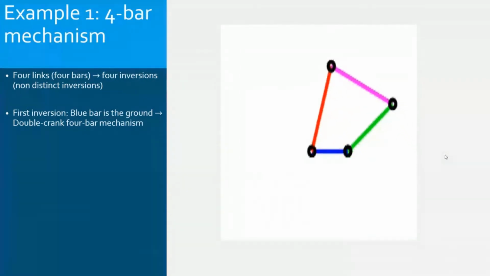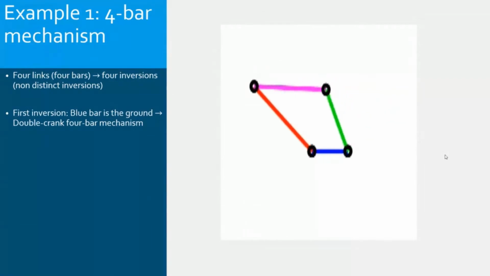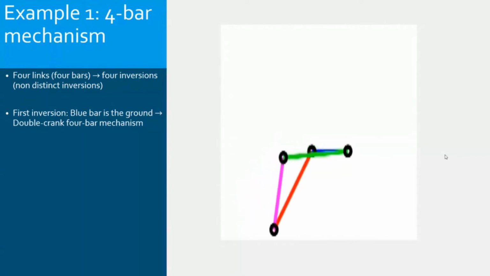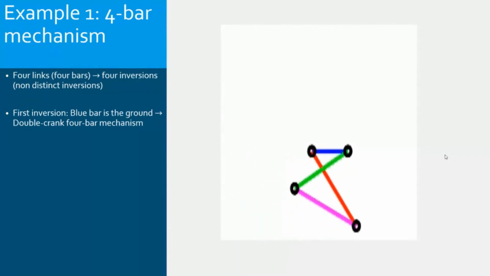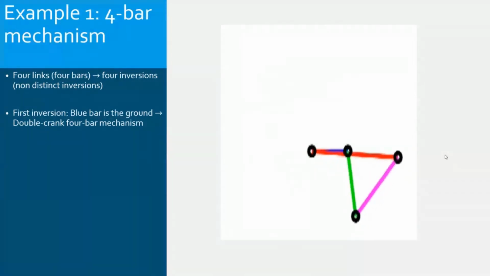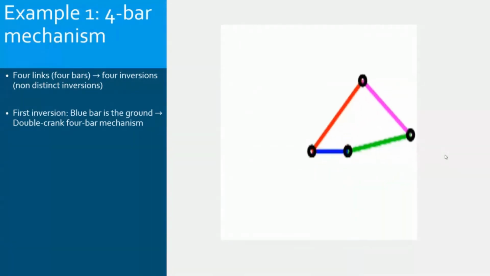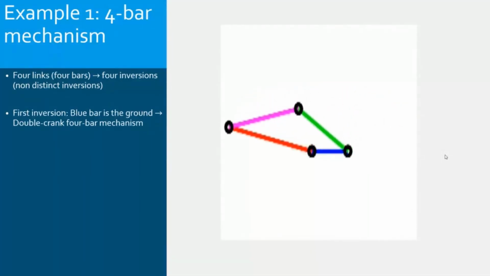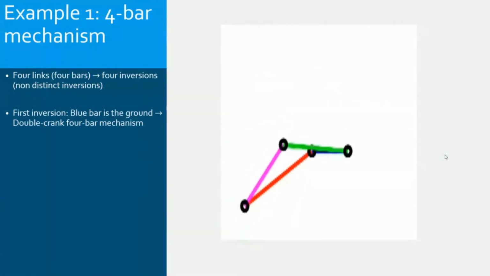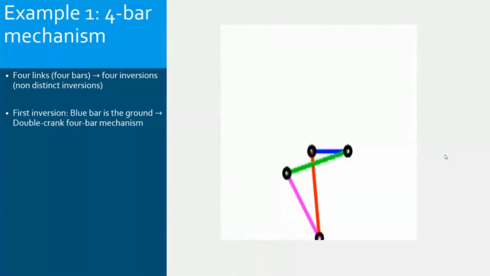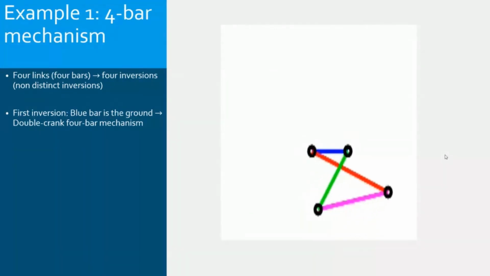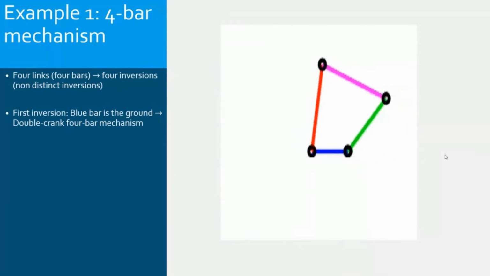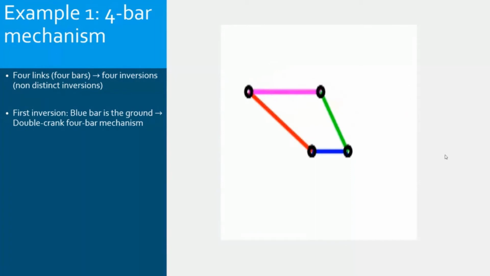So this is the first inversion. In the first inversion, I considered the blue bar as the ground. If I consider the shortest bar as the ground, I will obtain the double crank 4-bar mechanism. Double crank, why? Because here I have 2 bars, each one is a crank, each one can complete a full rotation. Now mostly, not always, one of these 2 cranks will be the input and the other one will be the output.